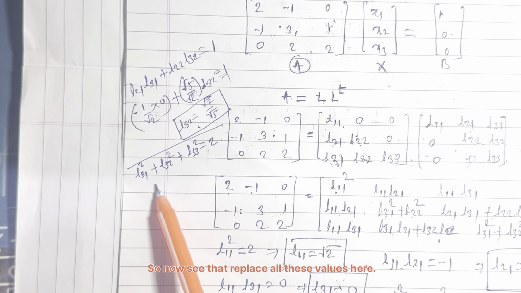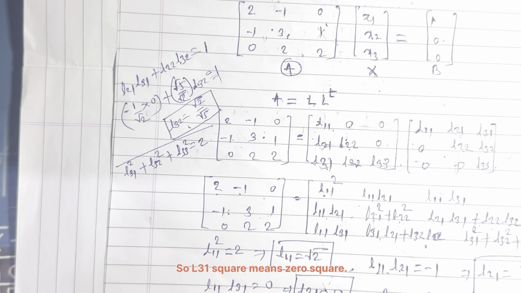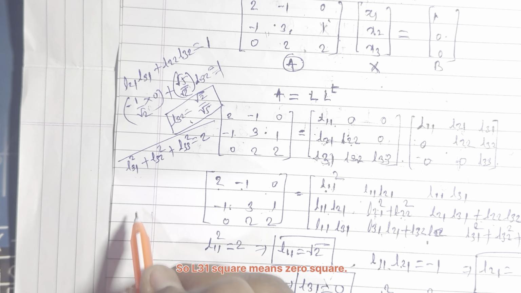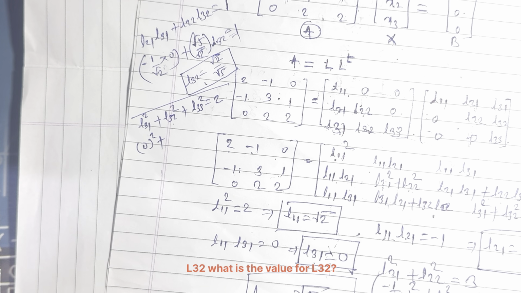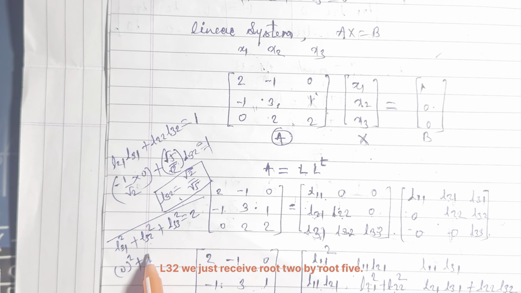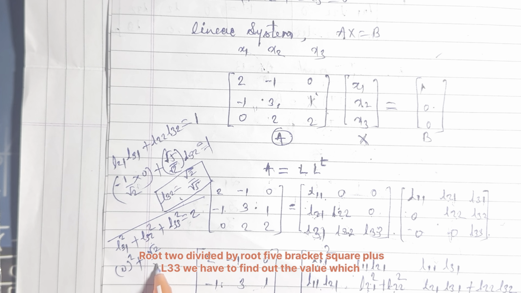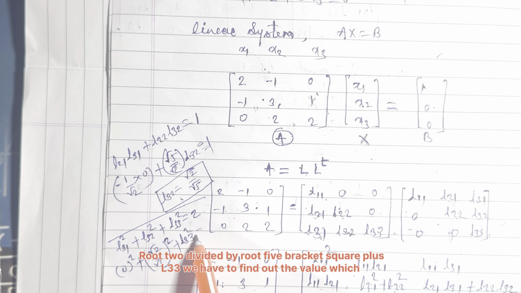Now replace all these values here and find out L33 square. L31 square means 0 square, plus L32. What is the value for L32? L32 we just received: root 2 by root 5, root 2 divided by root 5, bracket square, plus L33, whose value we have to find out, which is equal to 2.